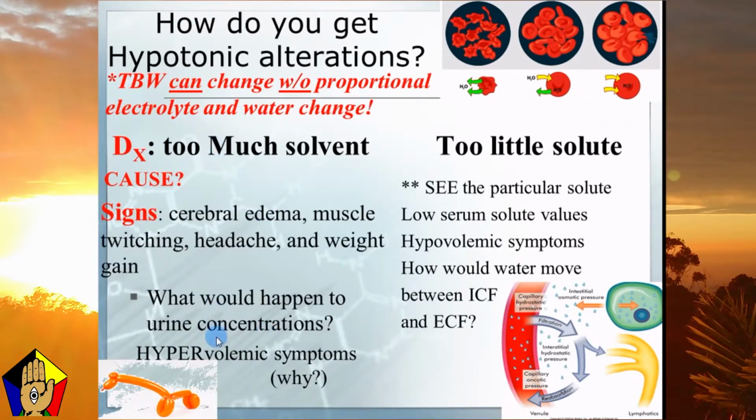Why would this cause hypervolemic symptoms? So too much solvent. Why would it cause hypervolemia? You have way too much water, too much volume, and then if you want, you can look back at the hypervolemic symptoms. So high blood pressure.